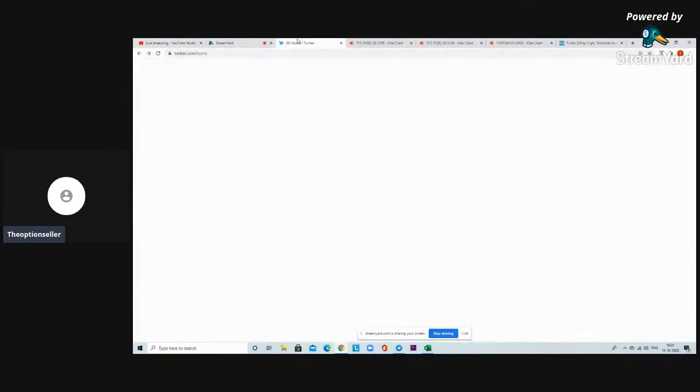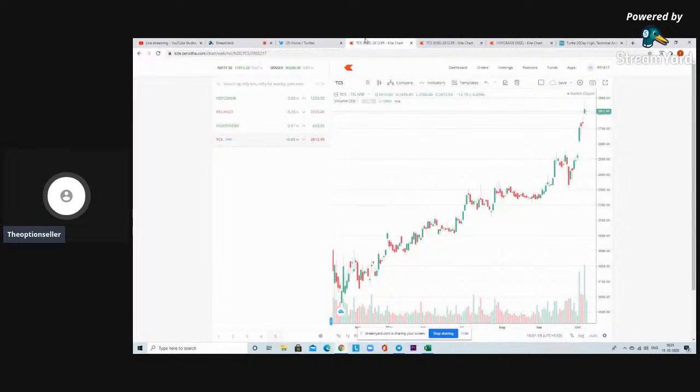Right. So I promised I'll share some strategy which you can use to trade stock futures, or you can use cash stocks. You can use it to either do intraday, or you can use it to do your positional trading.